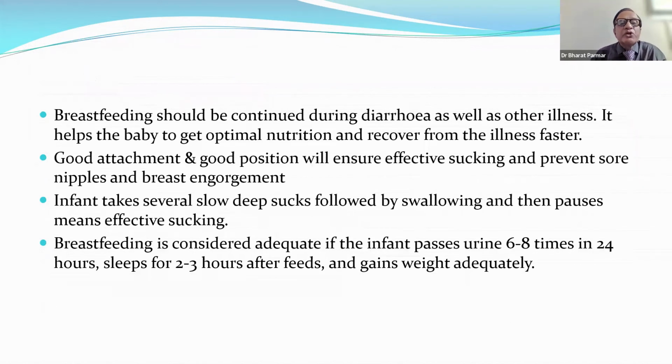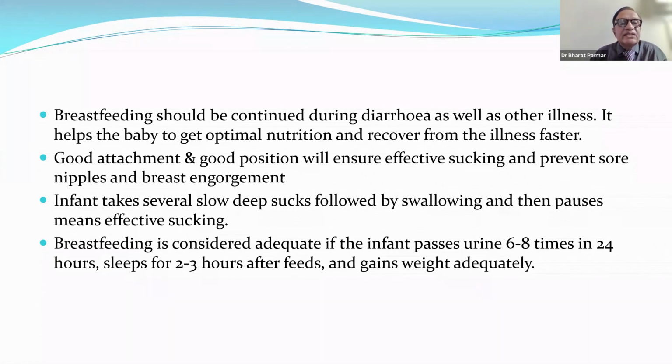Breastfeeding should be continued during diarrhea as well as other minor illness. It helps the baby to get optimal nutrition and recover from the illness faster. Good attachment and good position will ensure effective sucking and prevent sore nipples and breast engorgement. Infant takes several slow deep sucks followed by swallowing, then pauses, which means effective sucking.